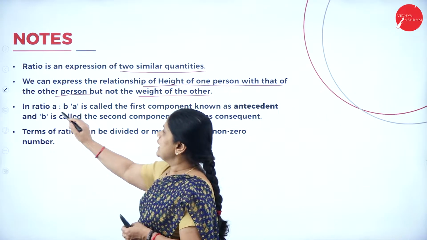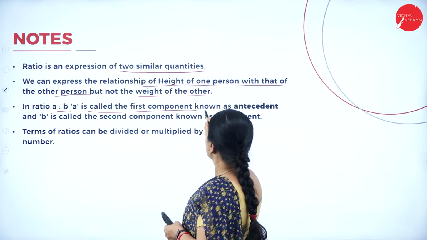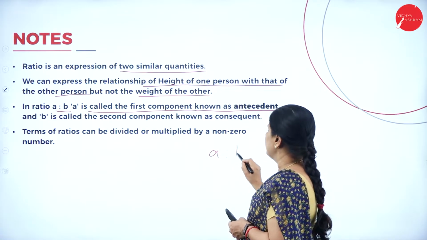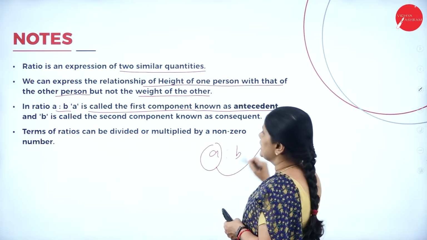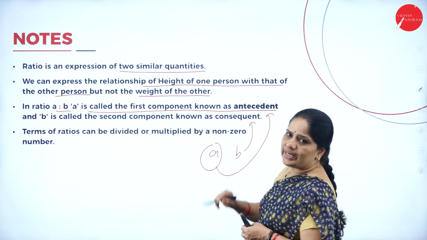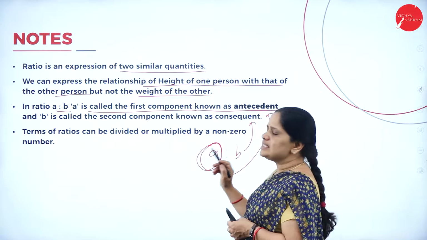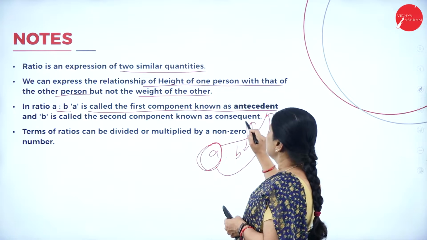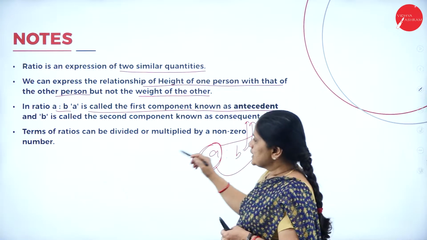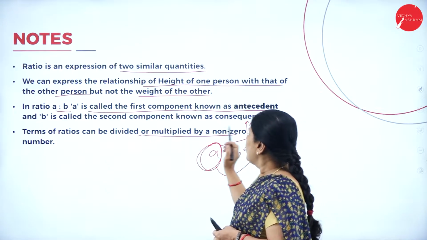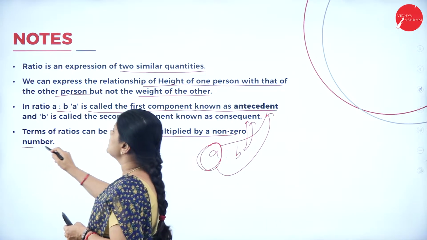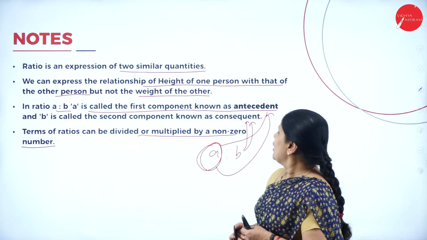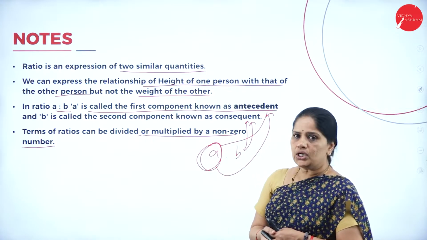In the ratio A is to B, A is called the first component, known as the antecedent, and B is the consequent. The first number expressed in the ratio is called the antecedent and the second is called the consequent. The terms of a ratio can be multiplied or divided by a non-zero number.